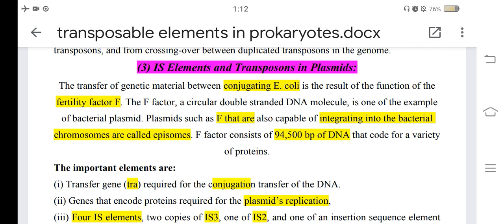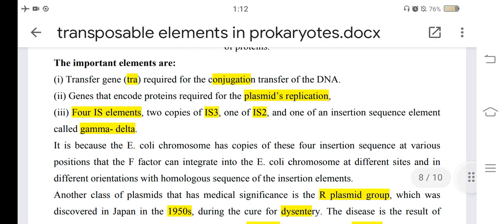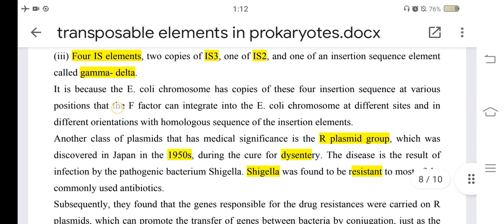The F factor has genes that code for a variety of proteins. The important elements are transfer genes required for the conjugation transfer of the DNA, genes that encode proteins required for plasmid replication, and 4 IS elements: 2 copies of IS3, 1 of IS2 and 1 insertion sequence element called gamma delta. It is because the E. coli chromosome has copies of these 4 insertion sequences at various positions that the F factor can integrate into the E. coli chromosome at different sites and in different orientations, through homologous sequences of the insertion elements.